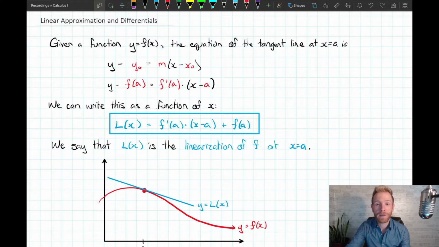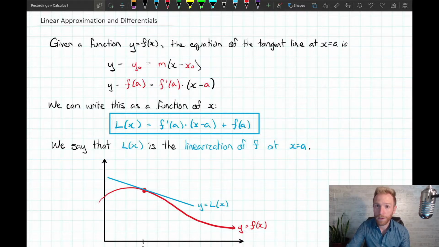Now, if we're given that we want the tangent line at x equals a, then that means that our x naught is simply just a. It means y naught is the value of the function evaluated at a, and the slope is the value of the derivative evaluated at a. And by rearranging that, we can make that look like a function, so that the equation of the tangent line is really just the function L of x equals f prime of a times x minus a plus f of a. And we call this the linearization of f at x equals a.